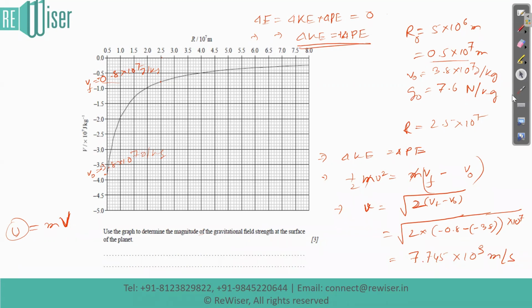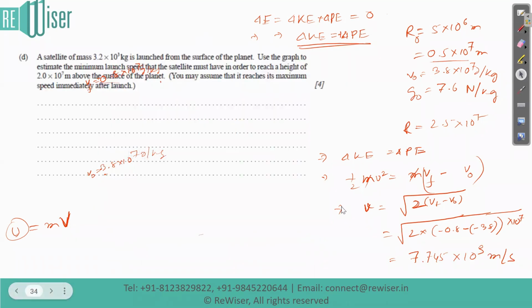So this is the velocity at which it must be launched so that it reaches a height of 2 into 10 to the power 7 meters above the surface of the planet, and it rotates in the orbit.